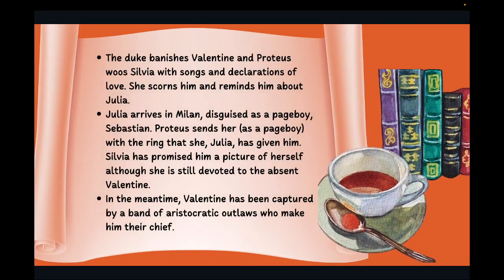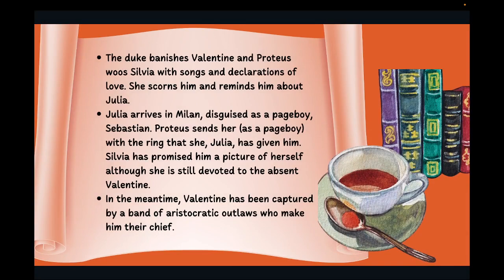The Duke banishes Valentine, and Proteus woos Silvia with songs and declarations of his love. She scorns him, obviously, and she reminds him about Julia. Now, Julia arrives in Milan. She's disguised as a page boy named Sebastian. Proteus sends her as a page boy with the ring that Julia had given him before. Silvia has promised him a picture of herself, although she's still devoted to the absent Valentine.